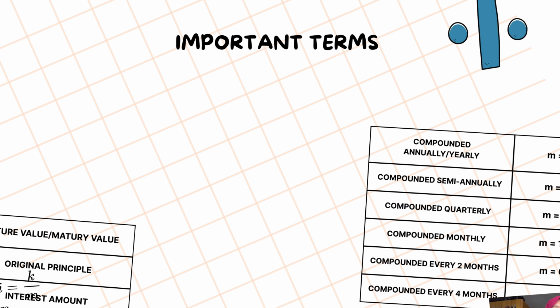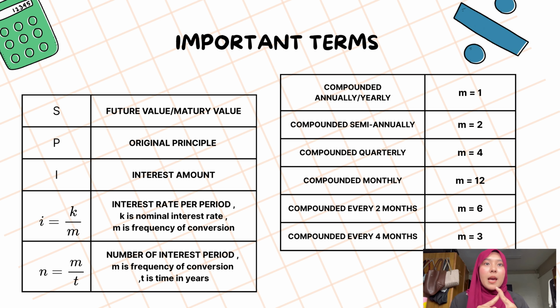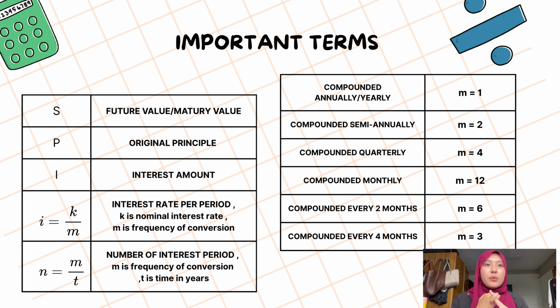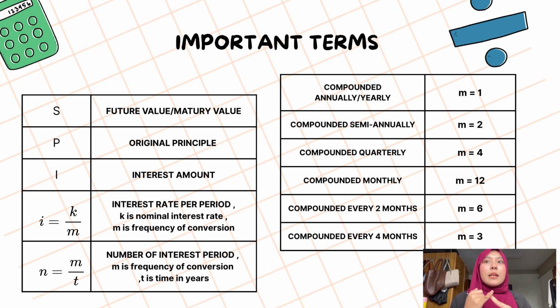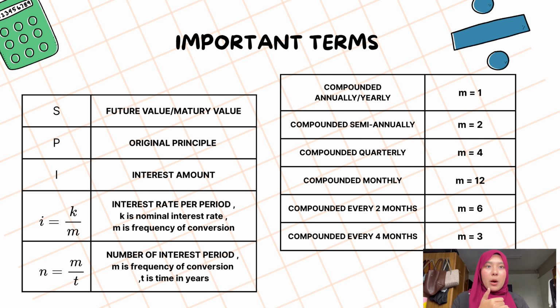These are important terms in annuity. First, capital S stands for future value or maturity value. Second, capital P stands for original principal. Next, capital I stands for interest amount. Small n is the number of interest periods. In order to find n, we have to calculate m times t. What is m? M is the frequency of conversion, meanwhile t is time in years.